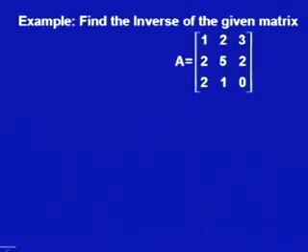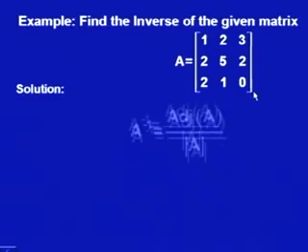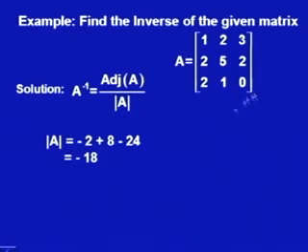Now, this I have done for a 2 by 2 matrix. A little more effort is required for a 3 by 3 matrix. So, if I have a 3 by 3 matrix A with rows 1 2 3, 2 5 2, and 2 1 0, then its determinant is calculated as 1 into this, 2 into this, and finally 3 into this, that comes out to be minus 18.